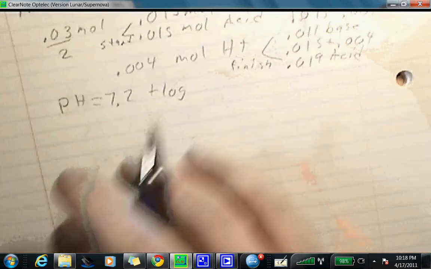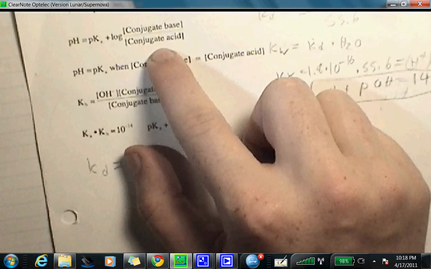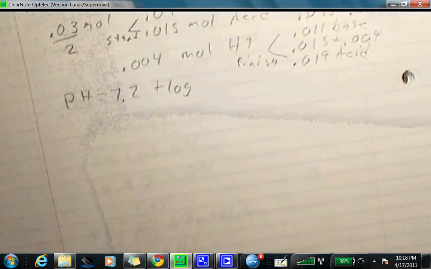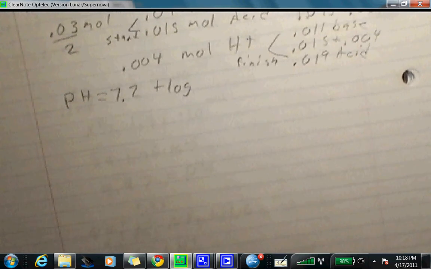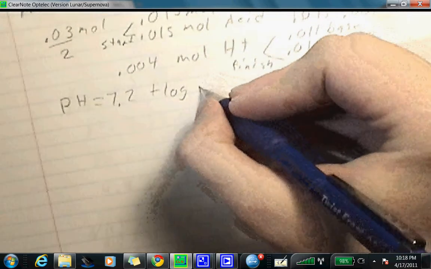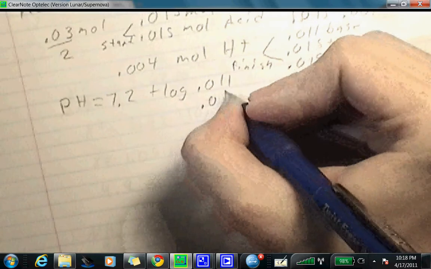So this right here is going to be our conjugate base over our acid. We can think of it as products over reactants. 0.011 over 0.019.